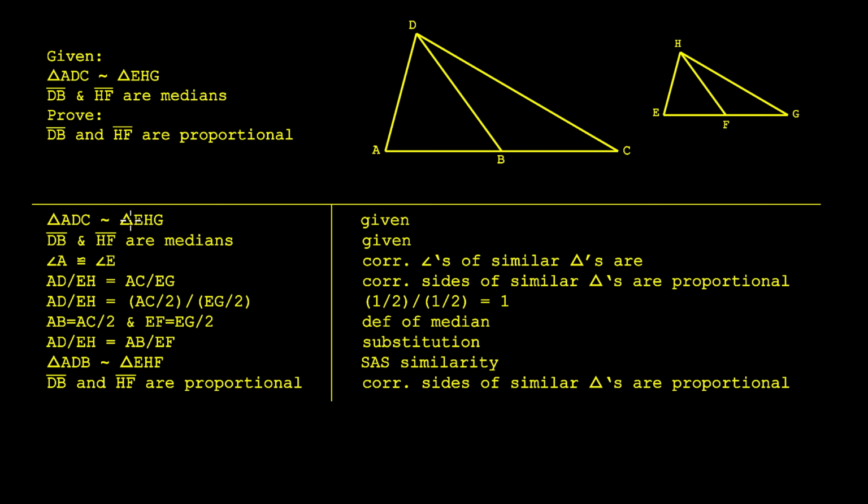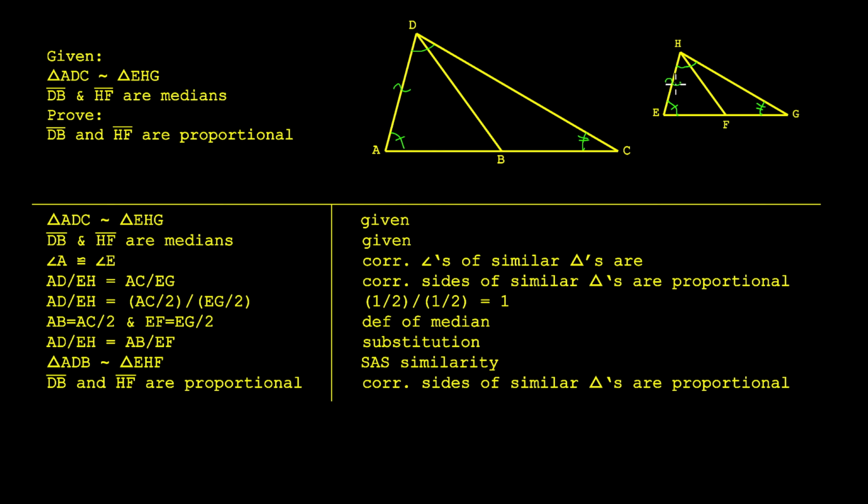One thing to note about similar triangles, they are named so that corresponding vertices are named in order. So vertex A corresponds to E, D to H, and C to G. So then angle A is congruent to angle E there. Then angle ADC is congruent to angle EHG. And then angle C is congruent to angle G over there. And then side AD is similar or proportional to side EH.